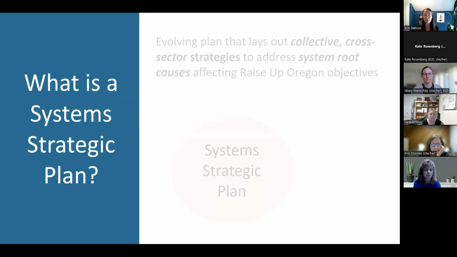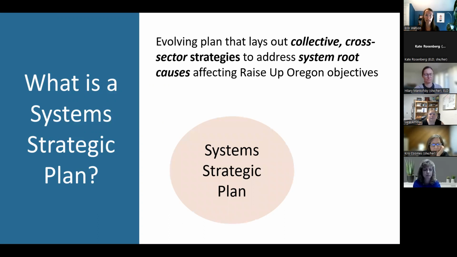All right, so what is a systems strategic plan? One way to think about this is it's an evolving plan. It's not something you just make and put on the shelf. It's something that changes as you start to implement and learn more. So it's an evolving plan that focuses on collective cross-sector strategies, not just a single strategy by any one individual organization or just the hub. It's collective. And most importantly, that plan focuses on addressing the system root causes that you identified through your regional system assessment that are affecting Raise Up Oregon objectives.